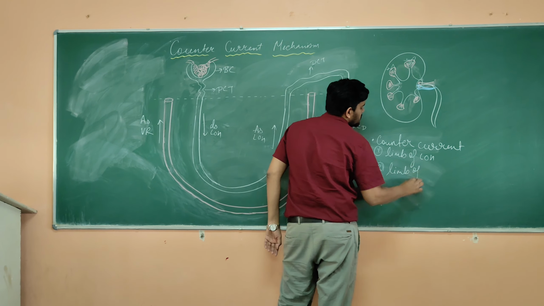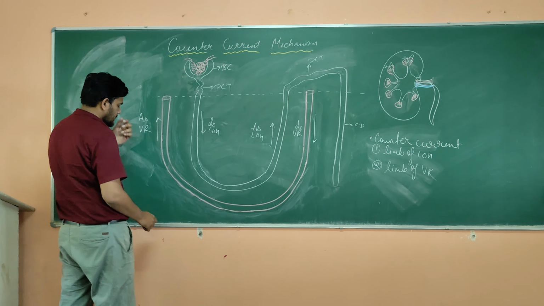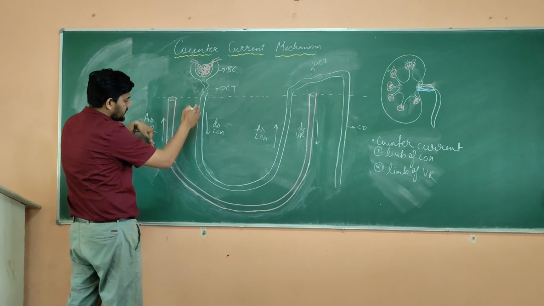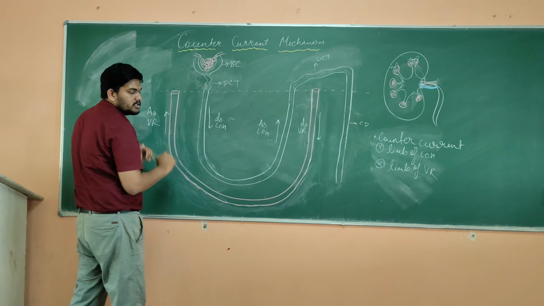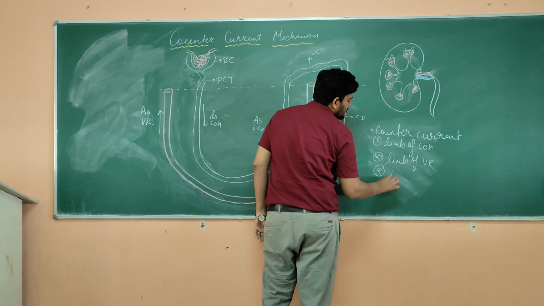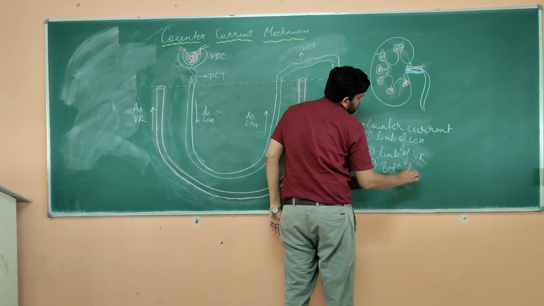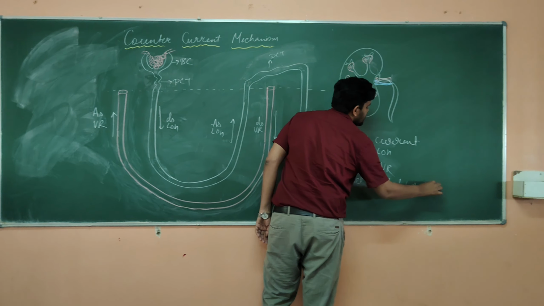So you will see in the limbs of vasa recta. Now one more important thing you can see. See here, one counter current can be present here also. See, filtrate is moving down, but here the blood is going up. It means in this portion you can have one more counter current. So here you can say between the limbs of loop of Henle and vasa recta.